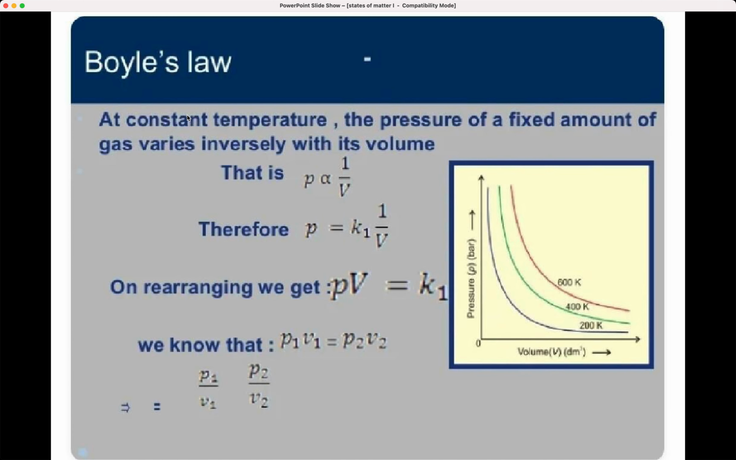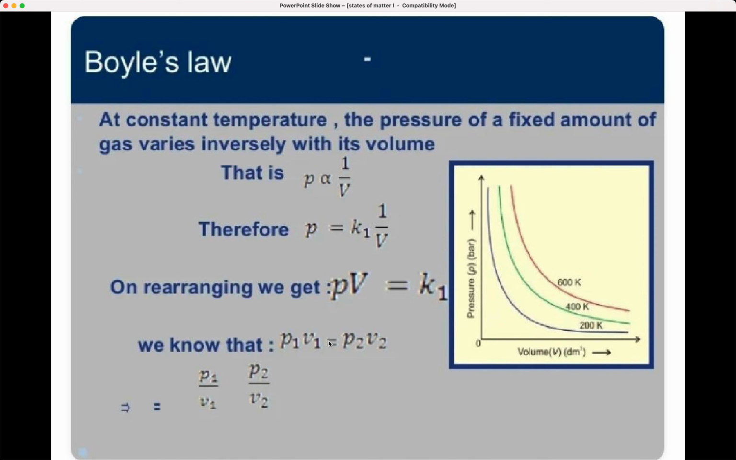Boyle's law. What is Boyle's law? It's very important. You might have learned this in physics as well. When the temperature is kept constant, the pressure of a fixed amount of gas varies inversely with its volume. So we take pressure along the x-axis and volume along the y-axis. Pressure is inversely proportional to volume. Now pressure is equal to a constant K1 into 1 by V. We rearrange it and write this equation as PV is equal to K1.